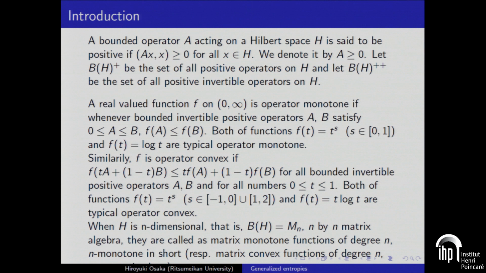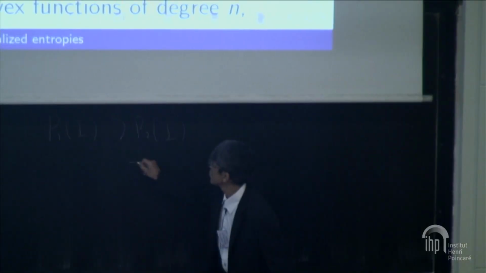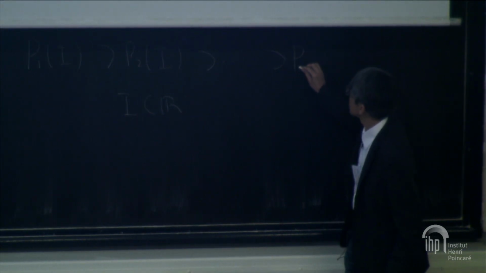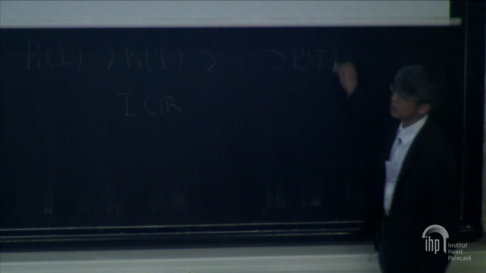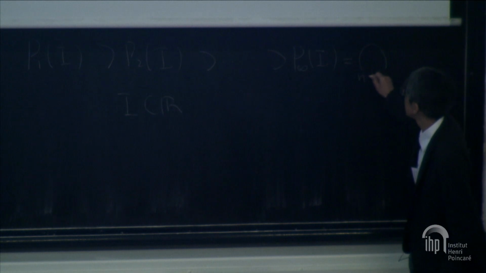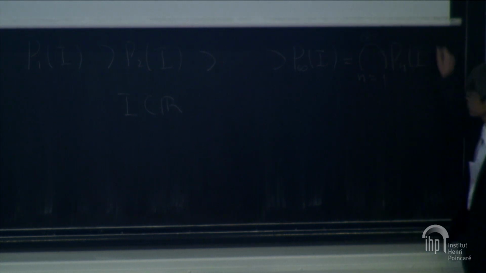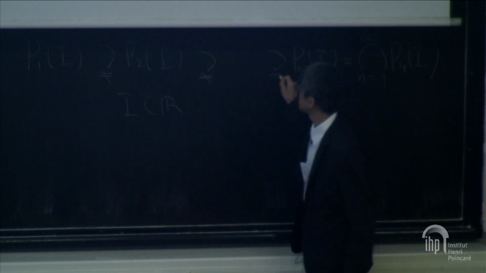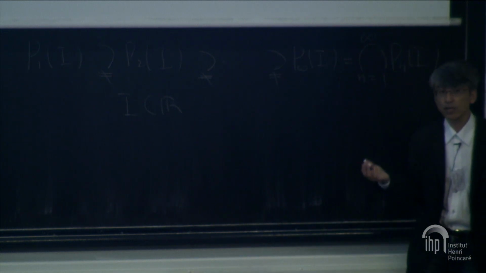Also, if H is n-dimensional, in this case we can define n-monotone functions. N-monotone is weaker than operator monotone. If you like calculus, this is P1, this is 1-monotone, 2-monotone, where I is an interval, and so on. Operator monotone is the intersection of P(n, I) over all n. Each inclusion is a strict proper inclusion. So we now know how to construct examples.